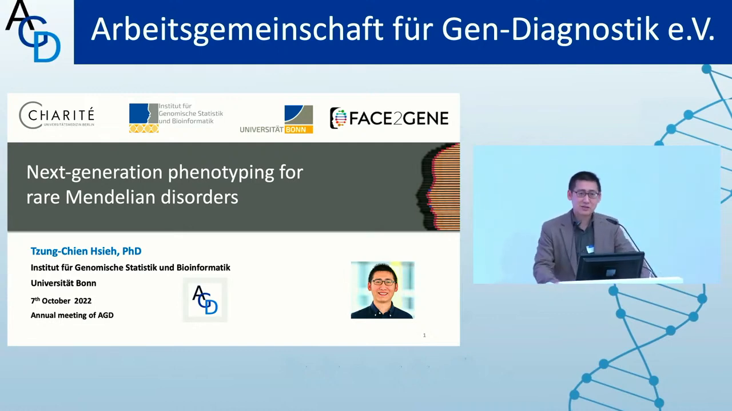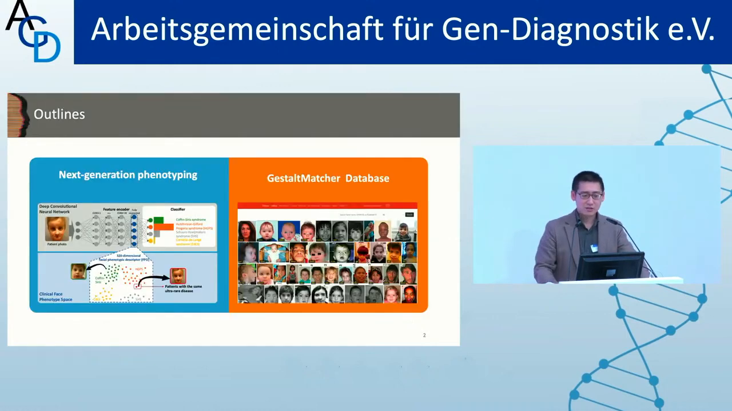So today I'm going to talk about the next generation phenotyping for the rare Mendelian disorder. The next generation phenotyping in this presentation is mainly about the facial analysis. I would like to introduce how we utilize the facial analysis to help the diagnosis for the rare disorder. There are two main parts in my presentation. First of all, I would like to introduce how we utilize this facial diagnosis to diagnose the patients with the rare disorder. And the second part is about the medical image database for the rare disorder. We call it the Gestalt Matcher database. Then I will introduce the current status of this database and also what we can do with this database.